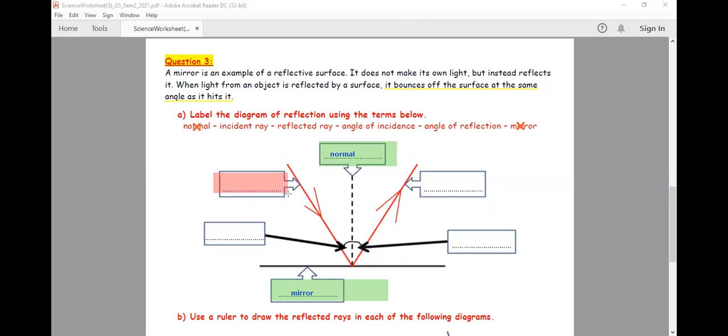What is this? It's the incident ray. Now, this is the incident ray, according to the way you put the arrows. This one? The reflected ray. You have to pay attention to the direction of the arrow. This one? Angle of incidence. Angle of reflection. Great. Fine.